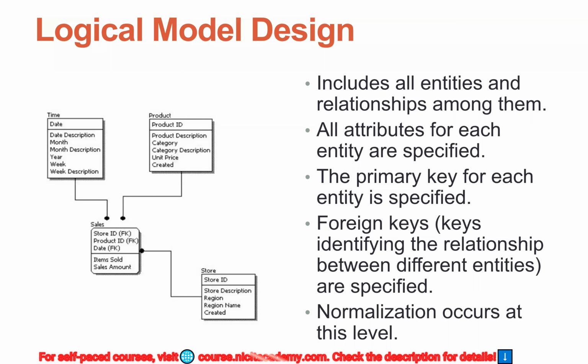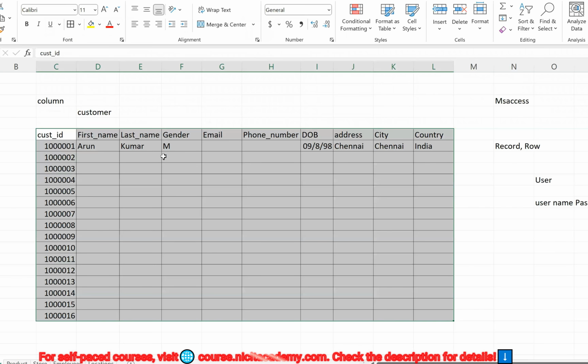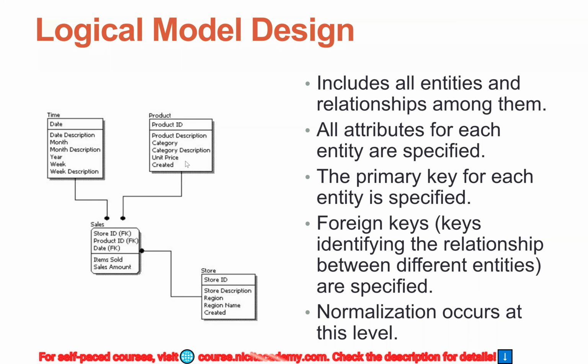So whatever the details I want to collect, that we will define here, the attributes. Yes, products, product descriptions, category, and category description, unit price, created, updated, all the details I will collect. Store details, sales details, time, customer, locations, delivery partner details, employee details. So in that way, I can collect all the information in this particular model.